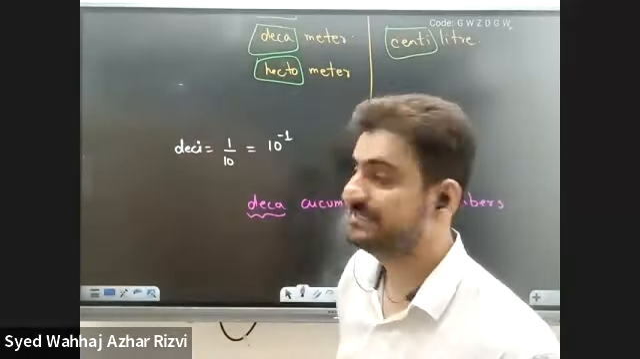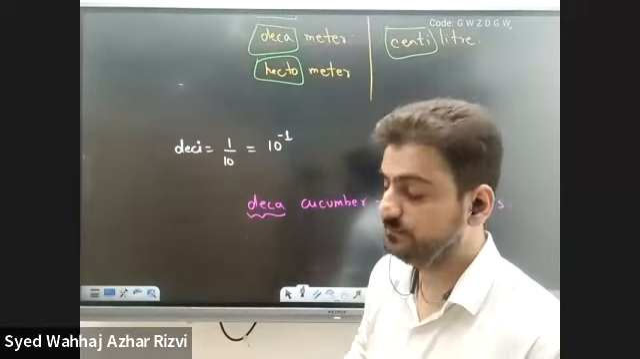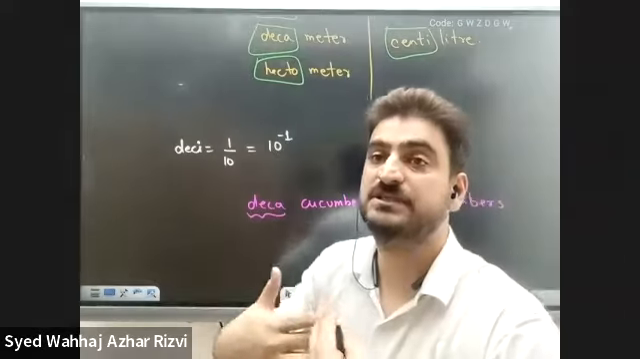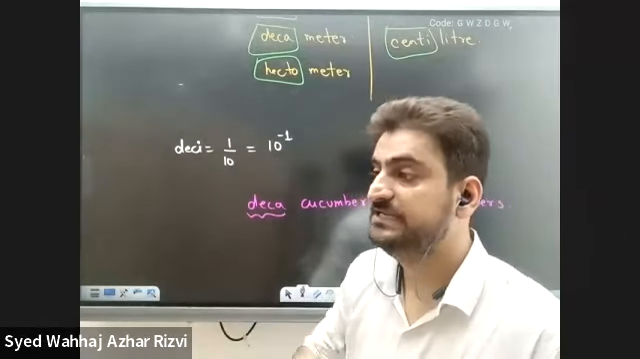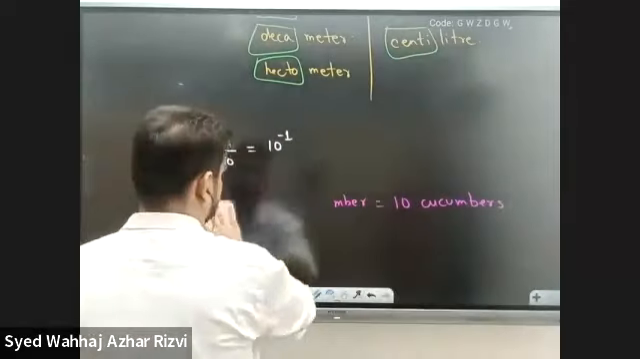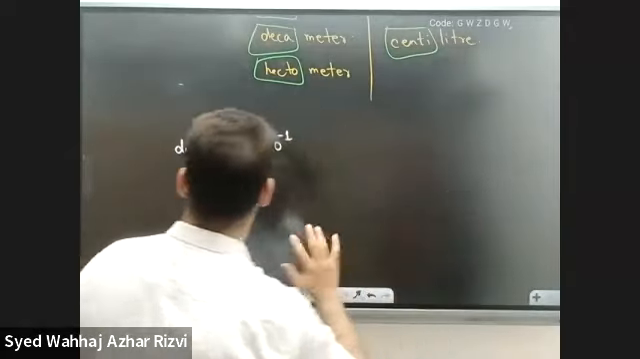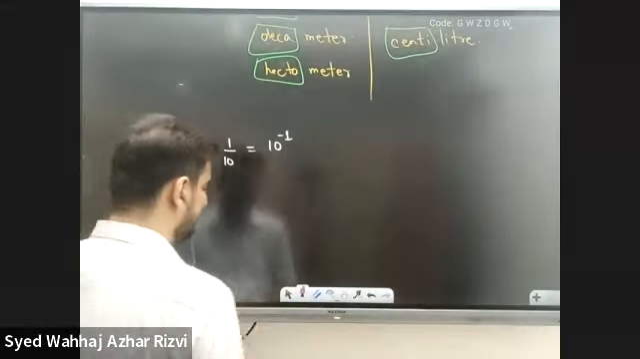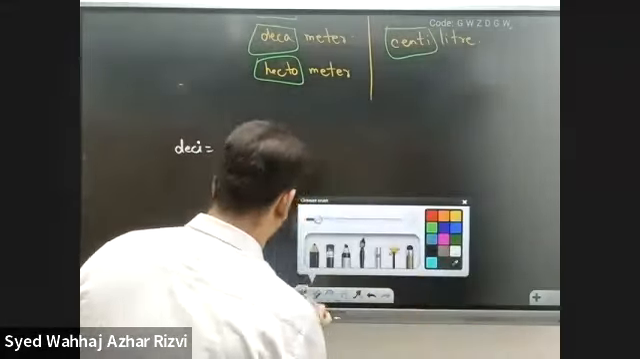And what is deci? Deci is actually divided by 10. When we divide something into 10 pieces, it's called deci. When we multiply something by 10, when we increase the amount of something by 10, that is called deca. Okay? So this is the meaning of the prefixes. So let's write down certain prefixes and the meaning of them accordingly.